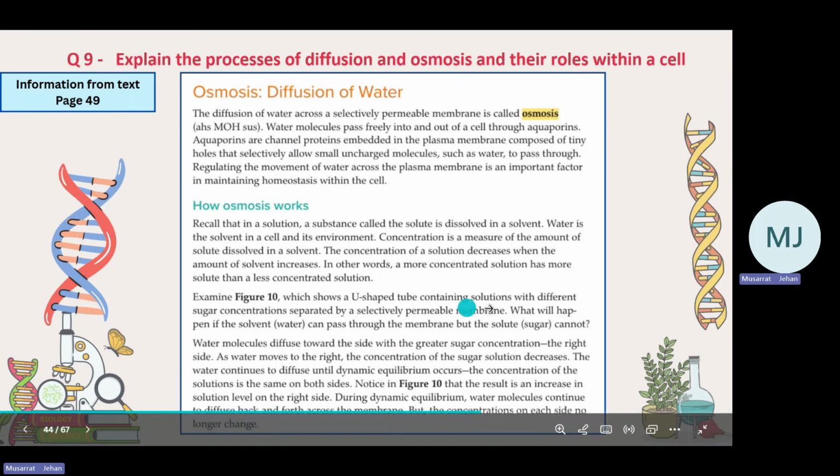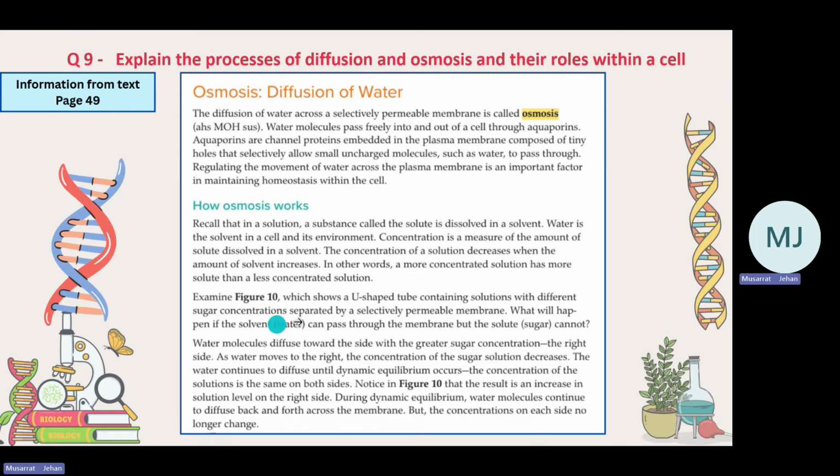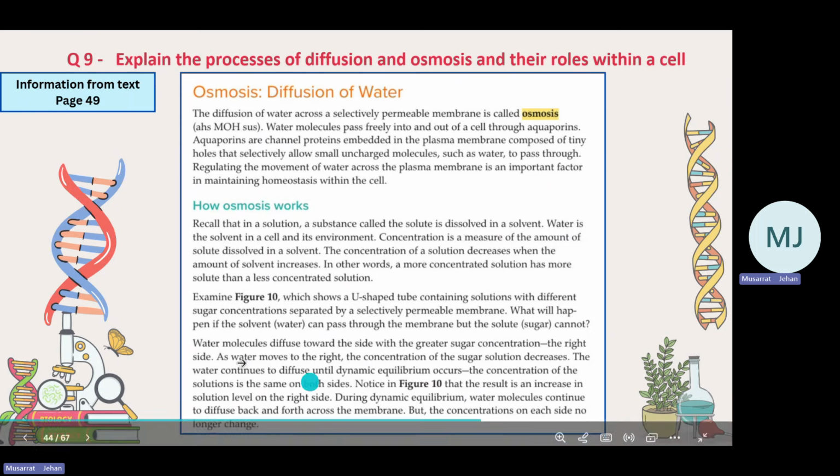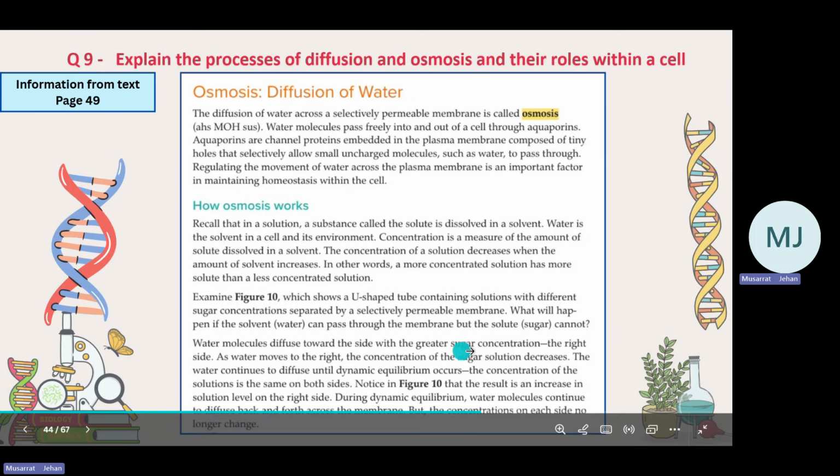It shows a U-shaped tube containing solutions with different sugar concentrations separated by a selectively permeable membrane. What will happen if the solvent can pass through the membrane but the solute cannot? Water molecules diffuse towards the side with the greater sugar concentration. The water moves to the right side as the concentration of the sugar solution decreases. The water continues to diffuse until dynamic equilibrium occurs.